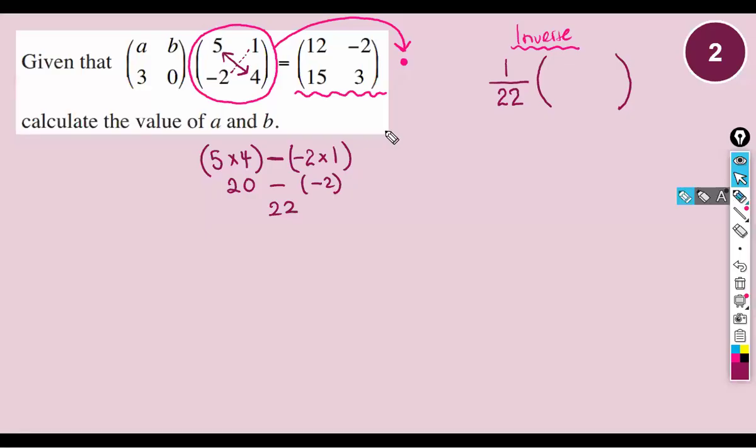Then we switch the more important diagonal. 4 goes here, and 5 goes here. And the less important diagonal doesn't actually move. They just become the opposite. -2 becomes +2, and +1 becomes -1. Okay? That's your inverse, and that will go over here.